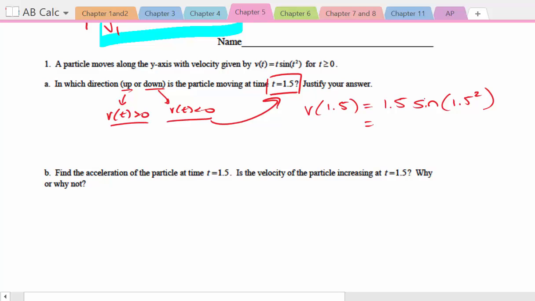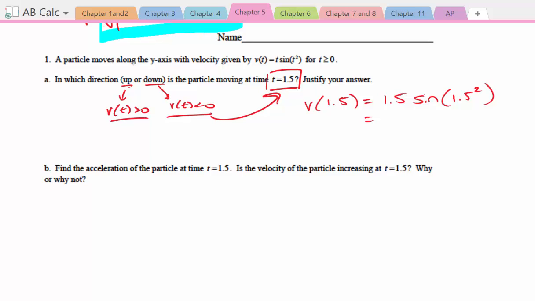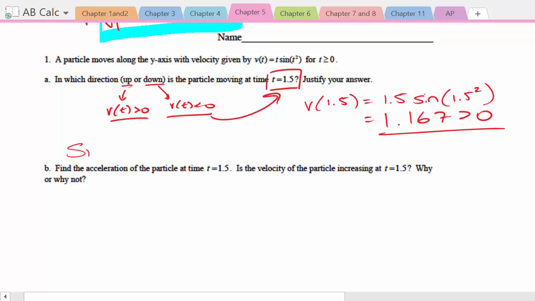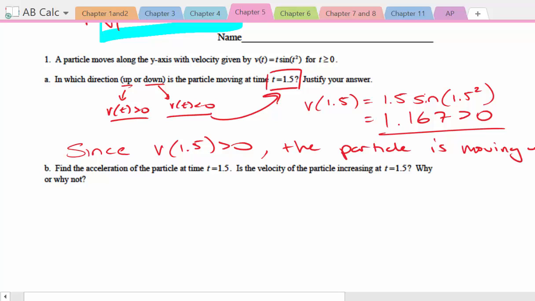And I believe this is a calculator allowed. I just checked, it is. So therefore, let the calculator determine the answer, and I end up getting 1.167. What do I care? I care about that this is greater than 0. I need to show this comparison. So then I can say, since v of 1.5 is positive, the particle is moving up.